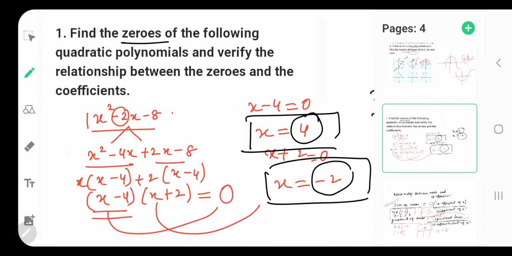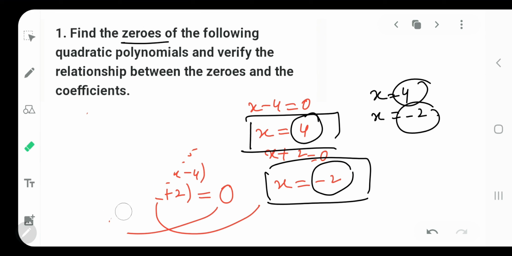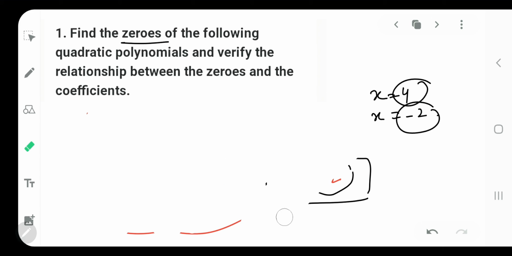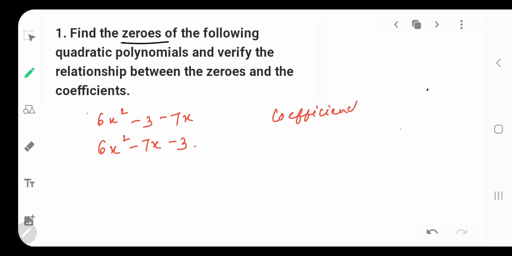One more we will do in this. I'll erase this. So you have to find the zeros and then you have to verify the relationship. I'll give you one more equation. So we have 6x square minus 3 minus 7x. First of all, you have to write it in the standard form. That is like this. Okay, my dear kids. So what is the coefficient of x? Coefficient of x is minus 7. And what is the coefficient of x square? It is 6. And what is the constant term?